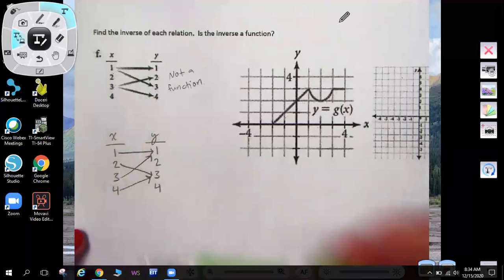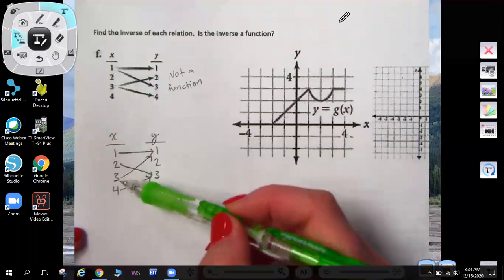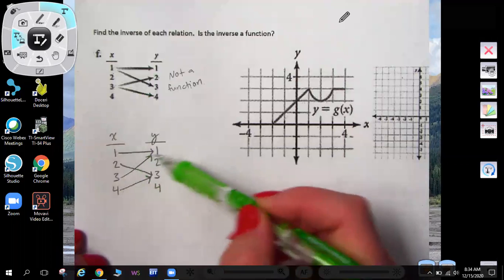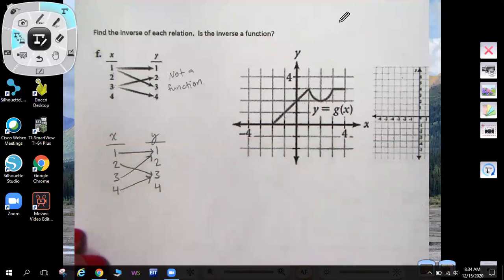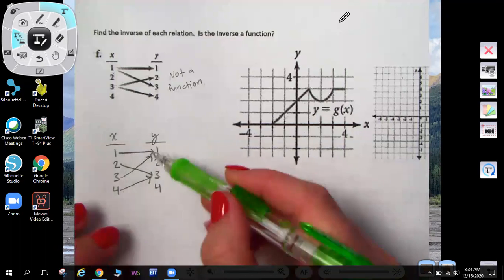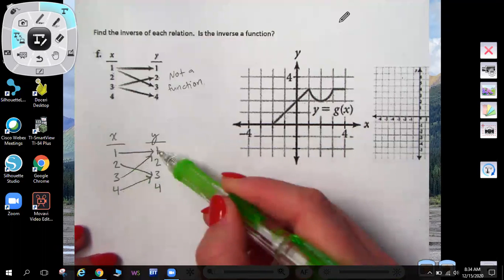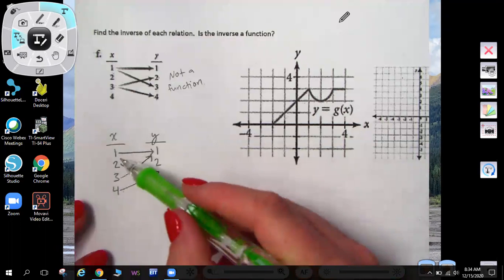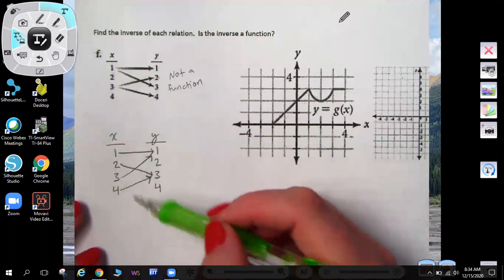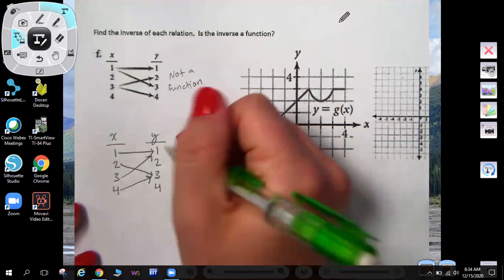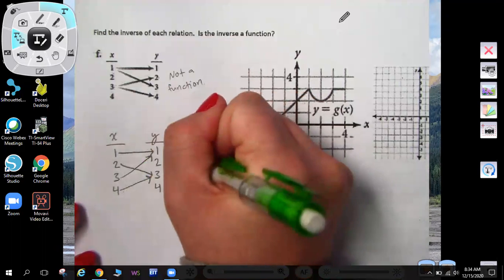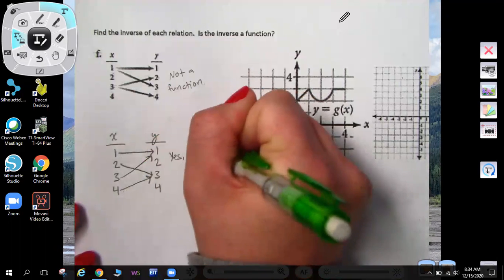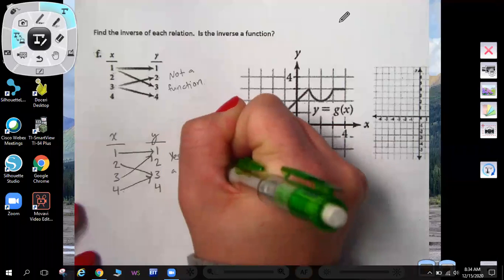So now if we look at our inverse, each one of these x values has only one arrow coming off of it. So we know it's only going to one y value. It's not being split and going to two separate y values. Now we do have x's that are going to the same y value, and that's okay. We just can't have an x value going to 2 different y values. So this inverse, we will answer the question, is the inverse a function? Yes, it is a function.